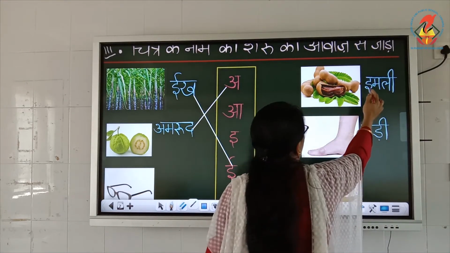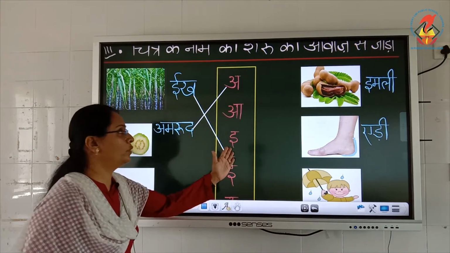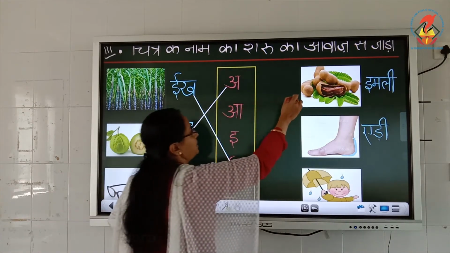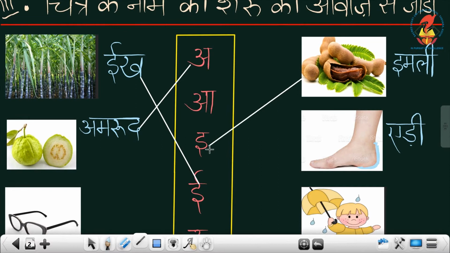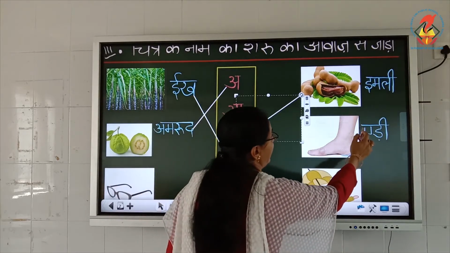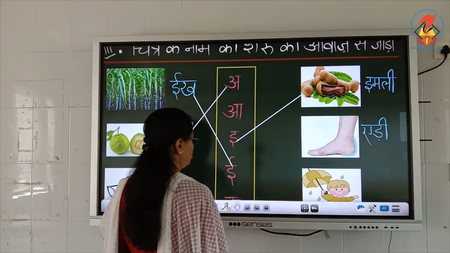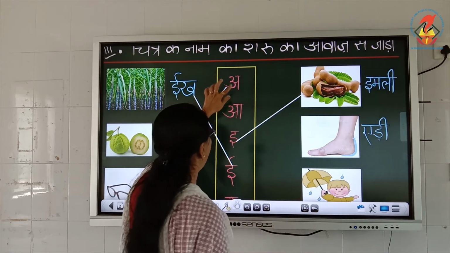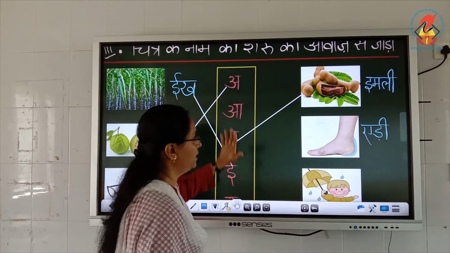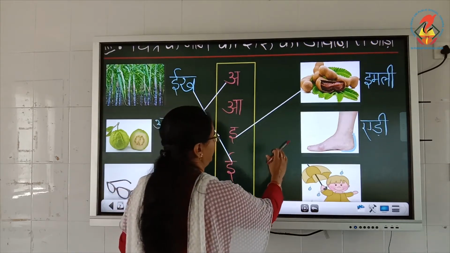Now where is E? This letter. It is over here. So we have to match this picture with this letter. Okay? Clear? Now comes A. So I need to shift the board. Where is A? E. We can see only till E. We need to check where is A.